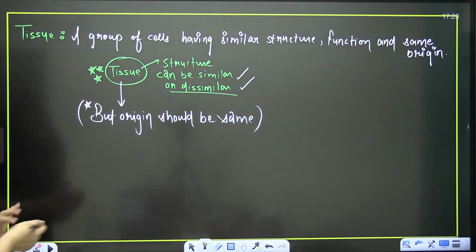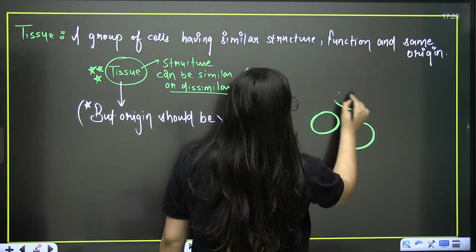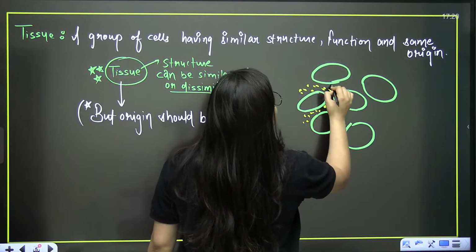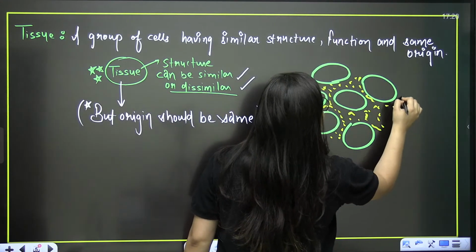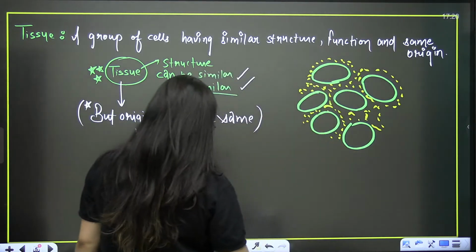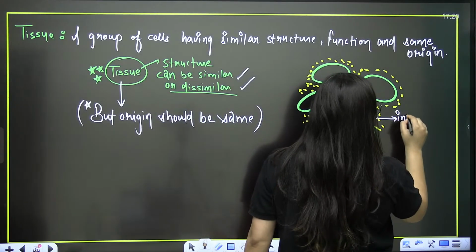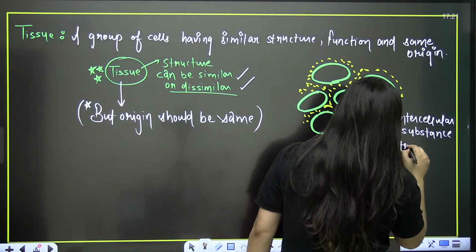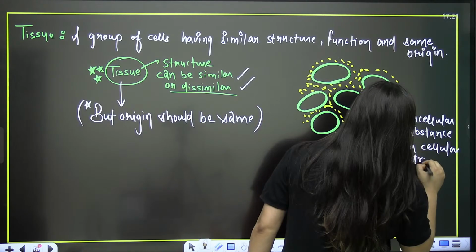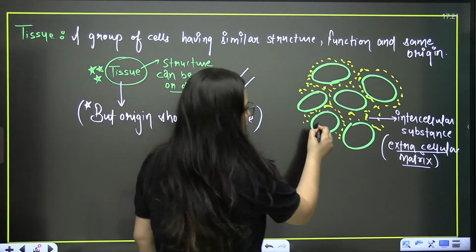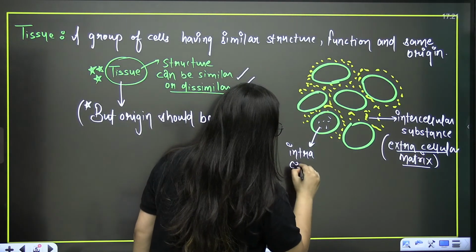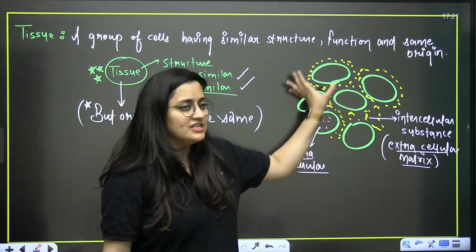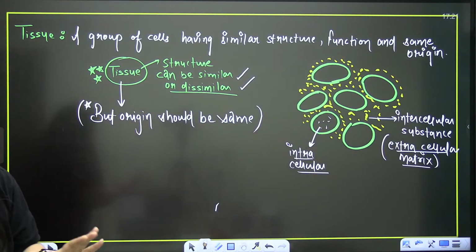So obviously, how will these cells connect to each other? As I said, it is a group of cells. In between these cells, you will see intercellular substance, also known as extracellular matrix, which is rich in protein. Within the cell, it's intracellular; intra means within. Outside the cell is the intercellular substance, the extracellular matrix, which helps in attachment and transport. So this is how you are going to get the tissue. This is all about the tissue.